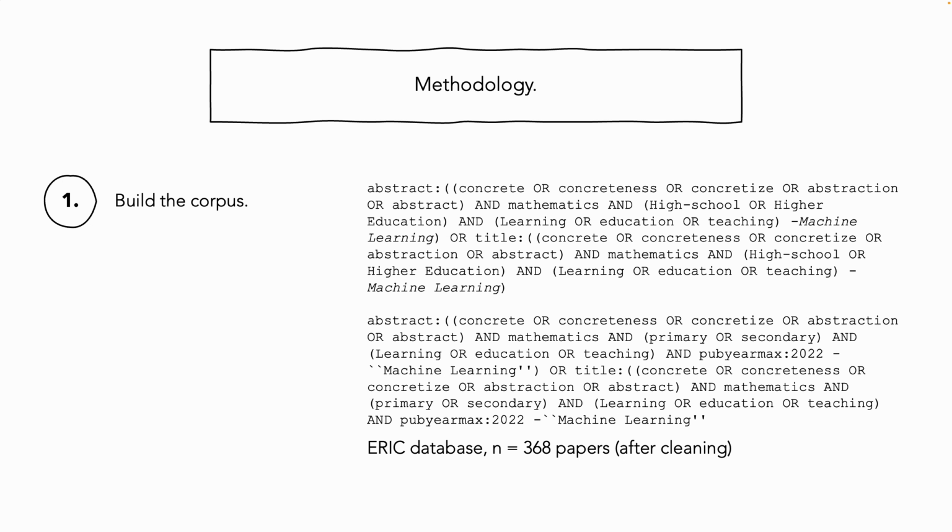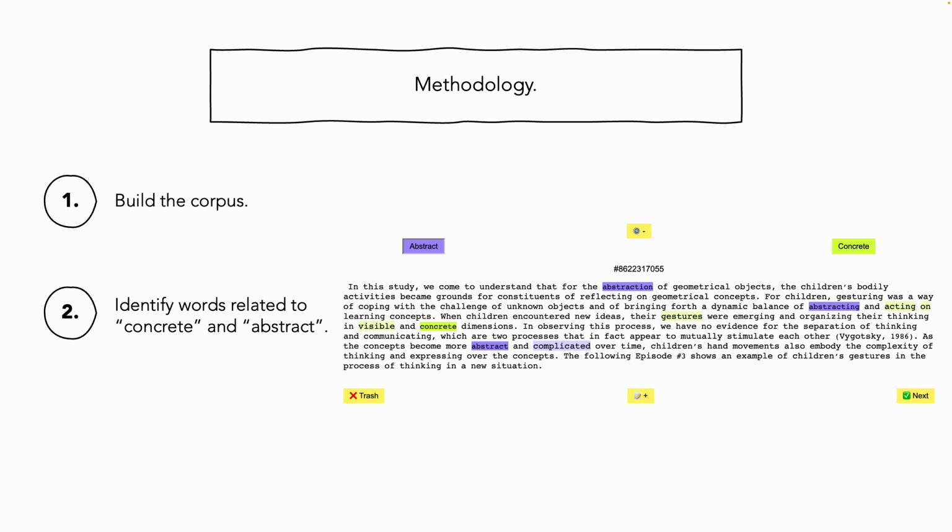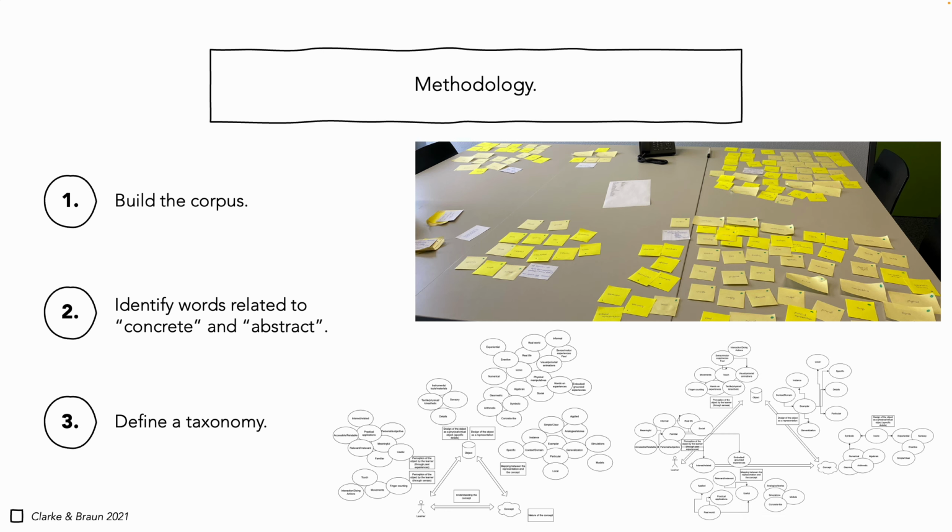So first we built our corpus using those search strings. This gave us 368 papers after cleaning. Then we implemented a little app to annotate the papers, and in the papers we only looked at the paragraphs that include the words related to abstract and concrete, and then as coders we had to tap on the words that highlight the specific definition that the authors are using. And then R3 and R4 defined the taxonomy. This was a qualitative approach over the various iterations. You can read in the paper if you're interested in that part.